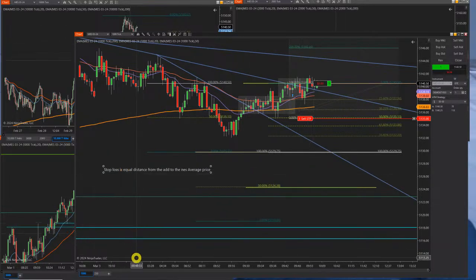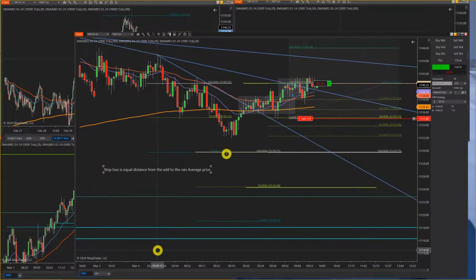All right, so if I added here and my new average price is here, the distance between there and there is going to be where I stop out if it keeps going down. You can't keep adding. I wonder if I could do that even in this trade here. Try it out. Because that'll give it some room to correct another leg down if we don't have the timing right yet.